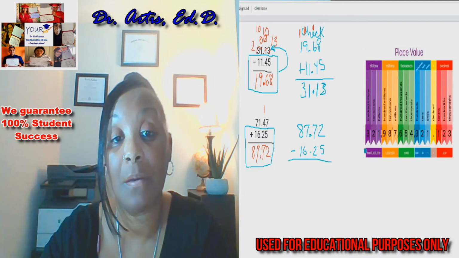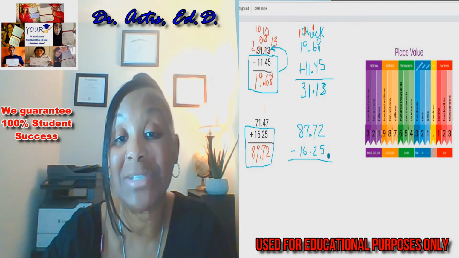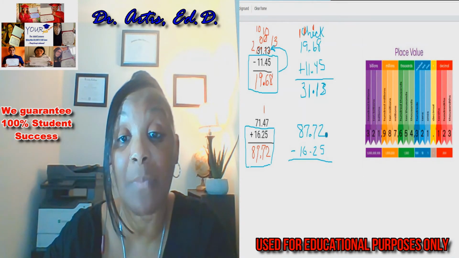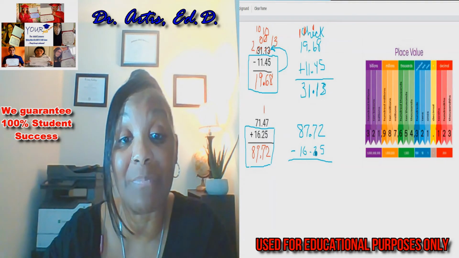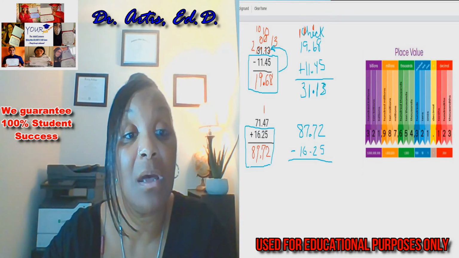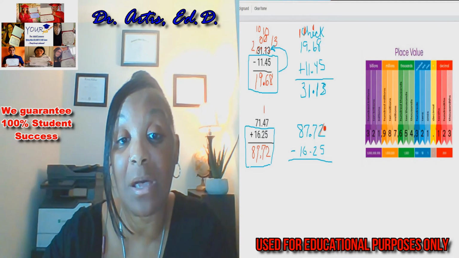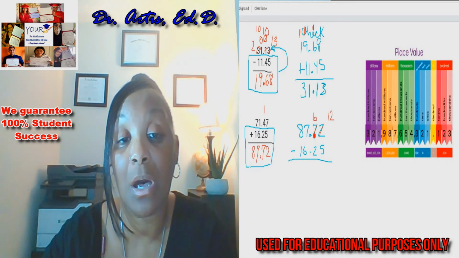Okay, now let's subtract. Here we have 2 take away 5. We know that we cannot take 5 from 2 because 2 is a smaller number than 5. So in this case, we need to take 10 from the next column. So when we add 10 to 2, we get 12. So this 2 becomes 12. And this 7 is reduced to 6 because we actually took a 1.